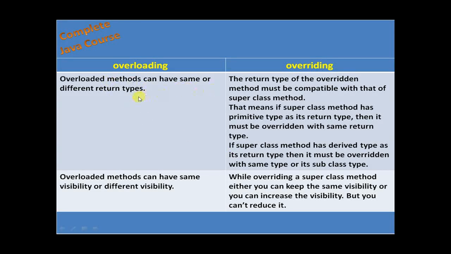Overloaded methods can have the same or different return type, but in overriding, the return type of the overridden method must be compatible with that of the superclass method. That means if the superclass method has a primitive return type, it must be overridden with the same return type. If the superclass method has a derived return type, it must be overridden with the same type or its subclass type.